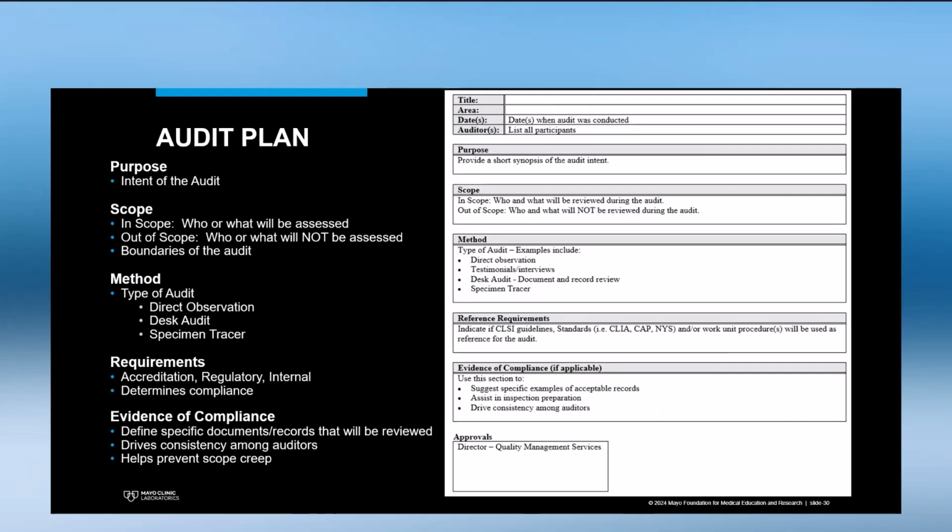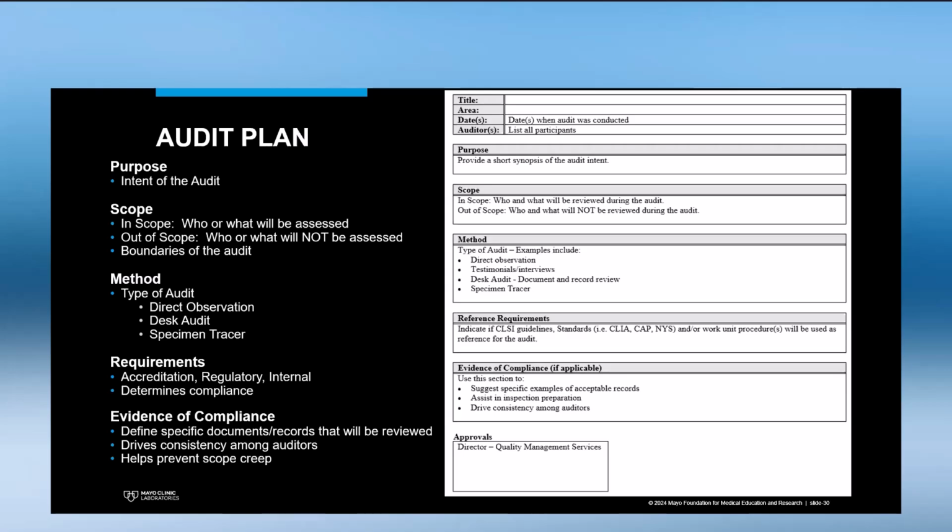So let's look at a little detail of what our audit template looks like for our audit plan. This is the very beginning, when you start putting your thoughts together on the audit that you're going to do. Intent of the audit is the purpose. It can be something as simple as: the intent of this audit is to determine compliance with, and then you fill in the blanks. Scope is very important. What is your inclusion and your exclusion criteria? What will or will not be assessed? And it really sets the boundaries for what will be included in the audit.